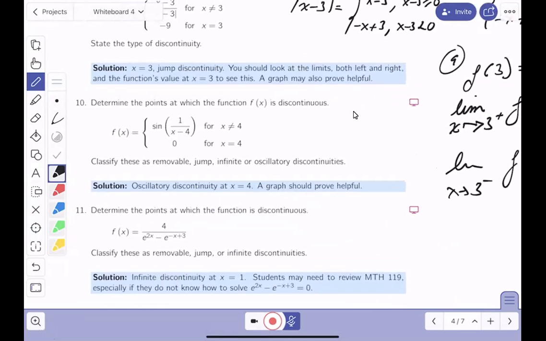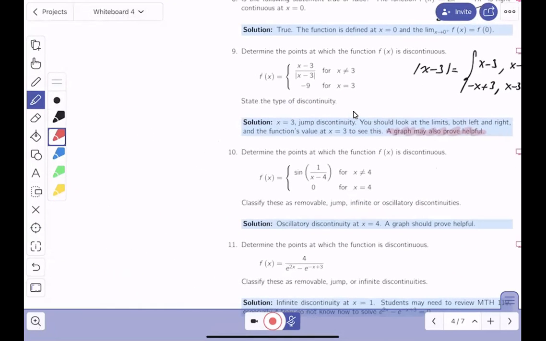All right, let's take a look at the blue area. I'll read it to you. It says x equals 3 is a jump discontinuity. You should look at the limits, we did do that, from both the left and right, and the function's value at x equals 3. To see this, a graph may also prove to be helpful. Now, I realize for a lot of students, graphing is not helpful because they can't graph, all right? Oops, sorry about that. So I'm going to put a graph down, all right? Let's write this over here.